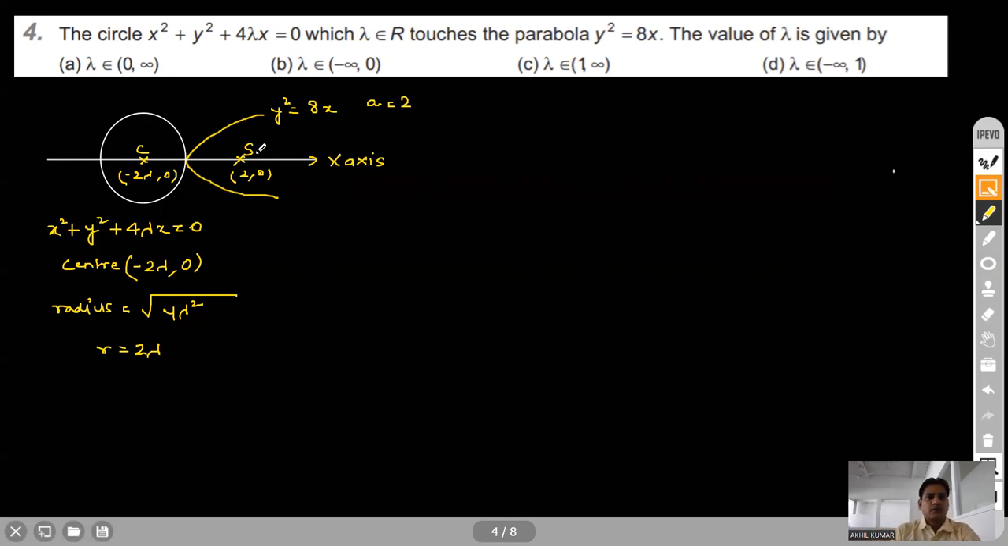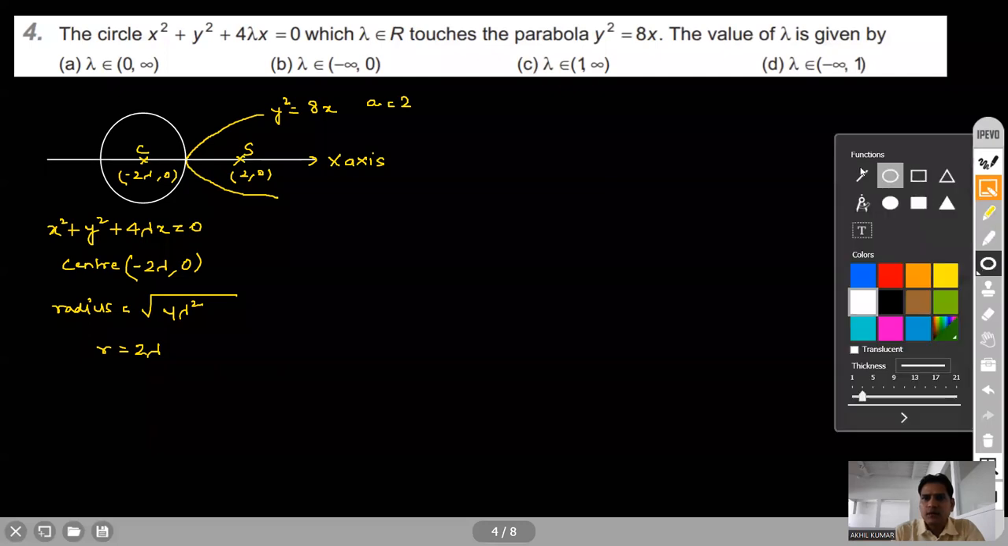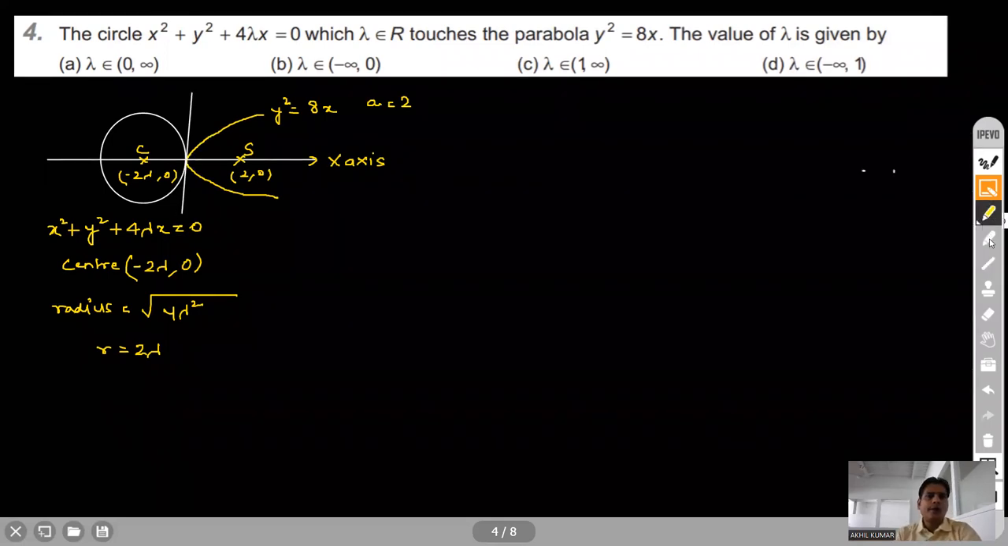So what we were asked: this circle touches this parabola, and it is touching here at the origin. We can say they are touching each other at the origin. I can draw the y-axis also. So this will be our y-axis basically. Okay. So now, what will be the value of lambda?